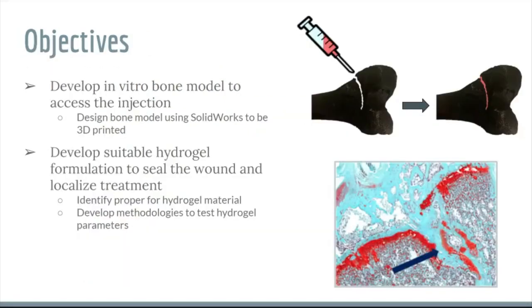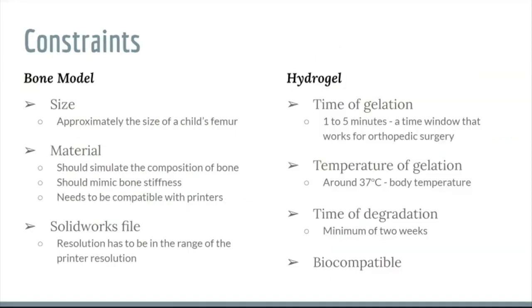The objectives for the project were to develop an in vitro bone model to access injection through SolidWorks and 3D printing. Also, another aim was to develop a suitable hydrogel formulation to seal the wound and localize treatment. This involved identifying the proper hydrogel material and methodologies. Constraints of both of these are, for one, the bone model size. We need it to be the size of a child's femur, and to consider the materials we were able to use to 3D print and the SolidWorks files.